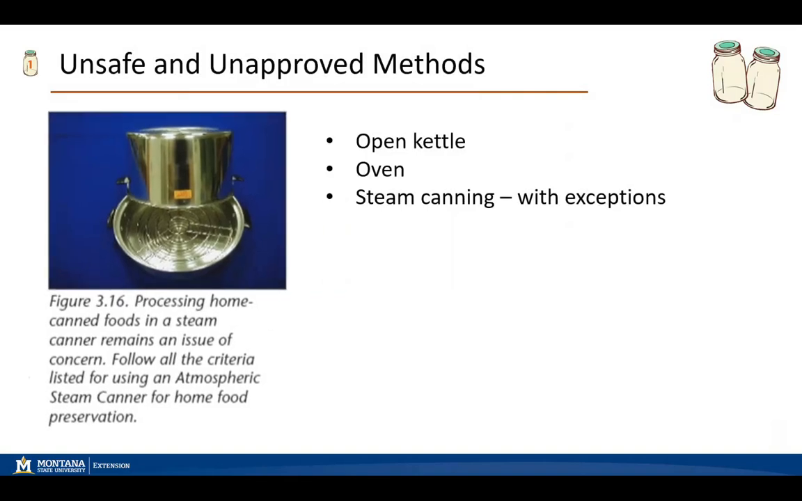There are a variety of canning methods that are not recommended because they are not safe and do not meet certain standards for processing foods at home. Open kettle canning, oven canning, and others that people might suggest to you. You will learn more about these processes and why they are not recommended to preserve food at home.